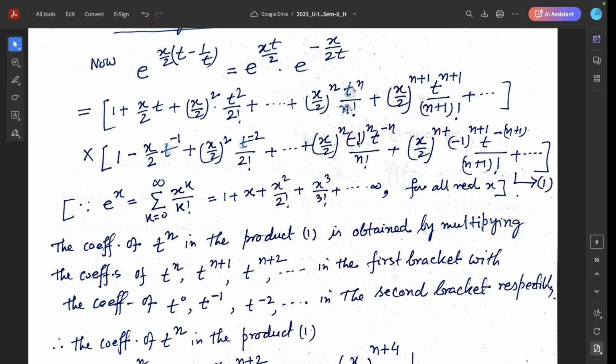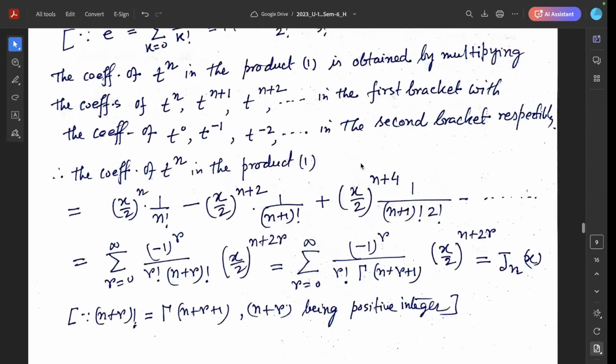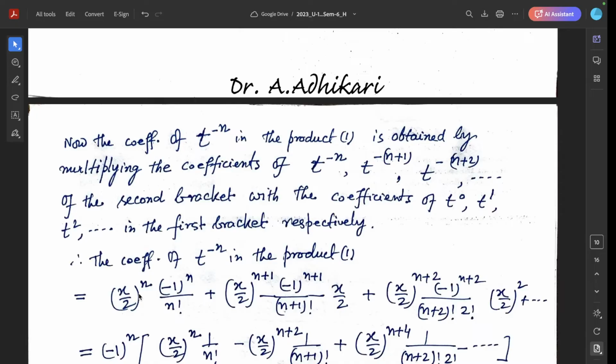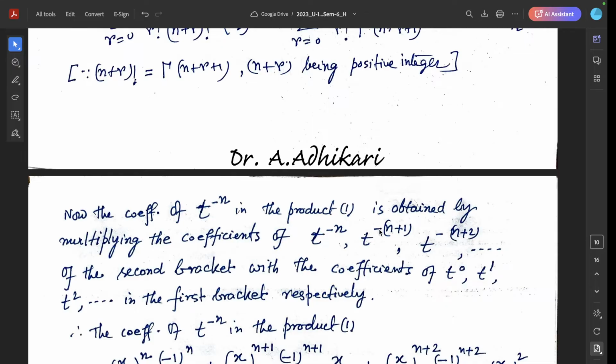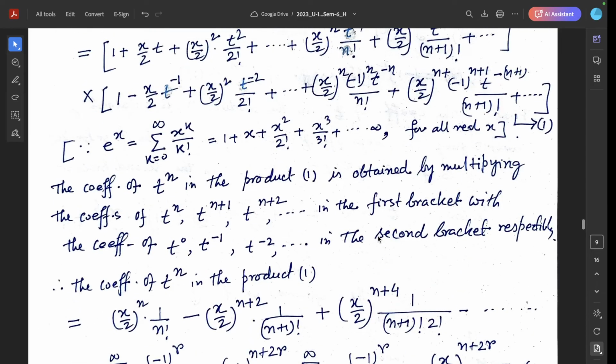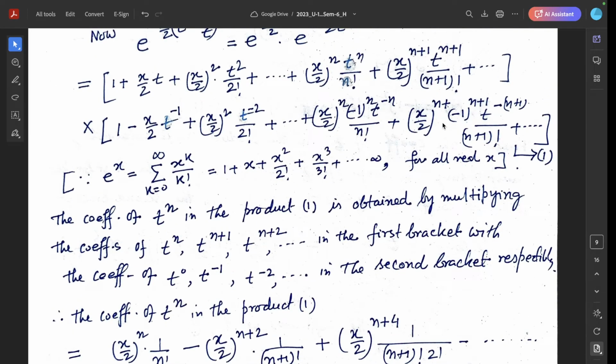So we get (x/2)^n times (-1)^n over n!. So the first term is (x/2)^n (-1)^n over n!. And the next term, t to the power minus n+1 in the second bracket: this is (x/2)^(n+1) times (-1)^(n+1) t to the power minus (n+1).